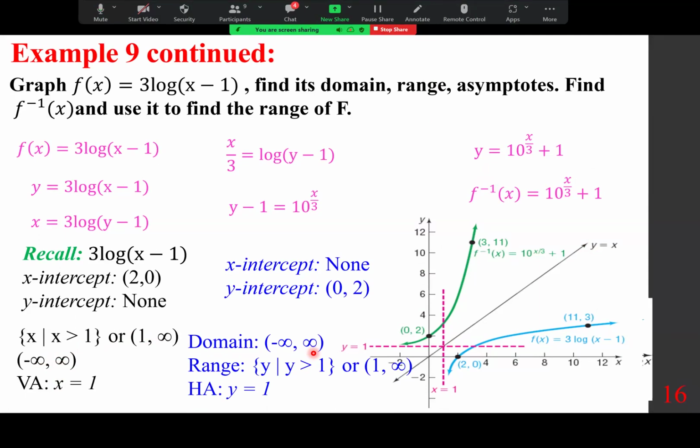So again, 2, 0 becomes 0, 2. We had 11, 3, now we have 3, 11. And the rest of this stuff as far as domain, range, vertical asymptote becomes a horizontal asymptote and vice versa. This concept.